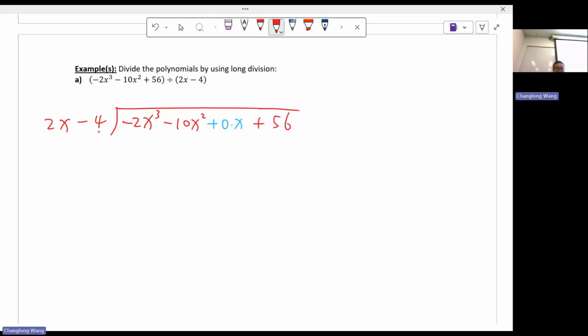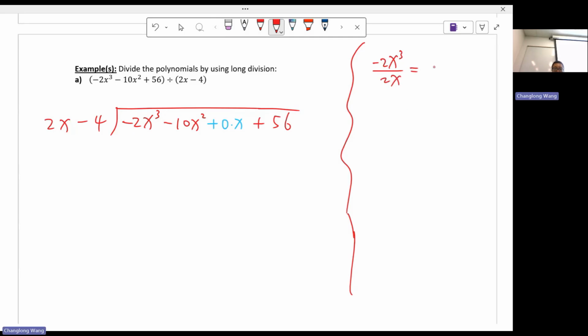Negative 2x minus 4, that's the divisor. I'm going to have some scratch work on the side. You don't have to. I'm just showing you what I did. So you start from the leading term of the dividend and divide it by the leading term of the divisor.